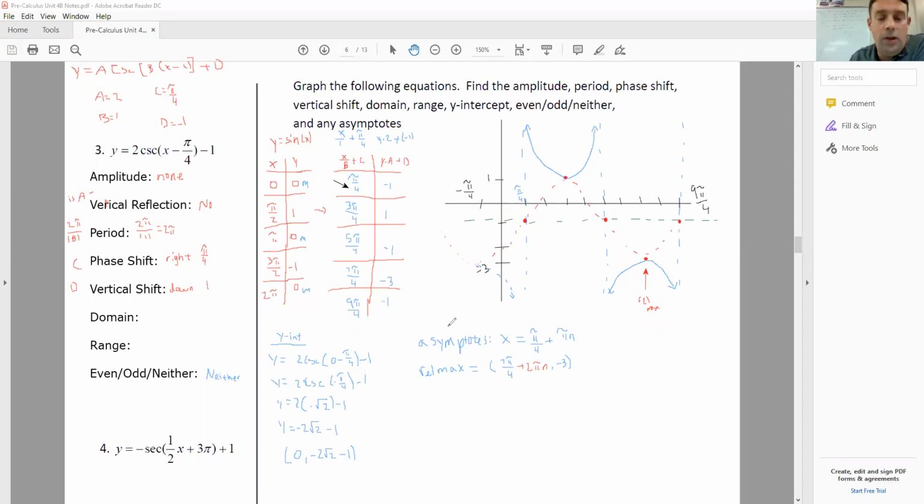My relative min, that's going to be at the bottom of a valley. So where's the bottom of a valley at? That'd be right about here. That's the bottom of a valley right there.